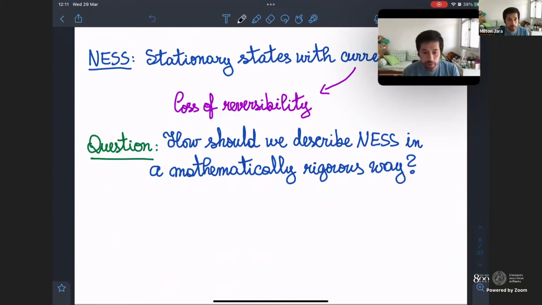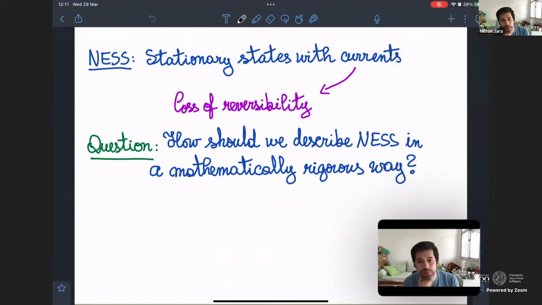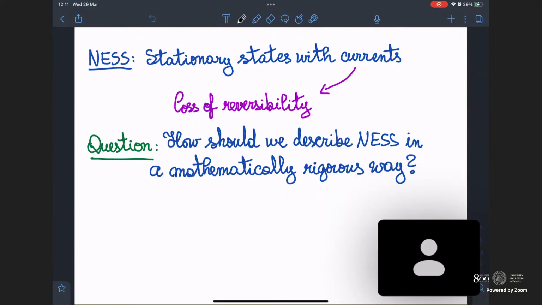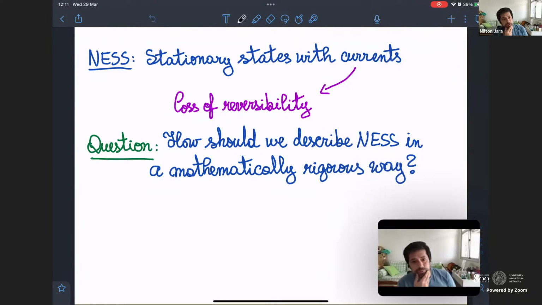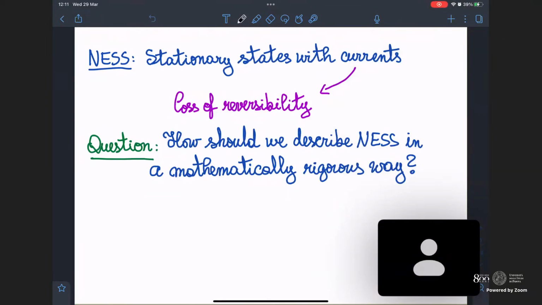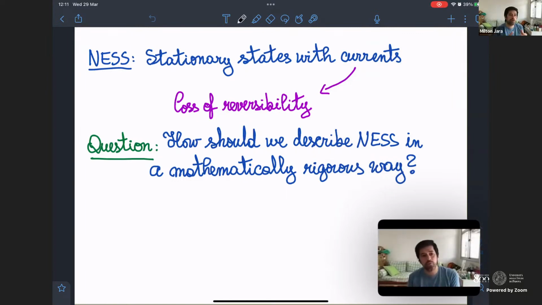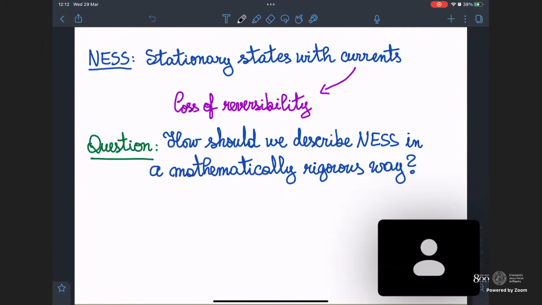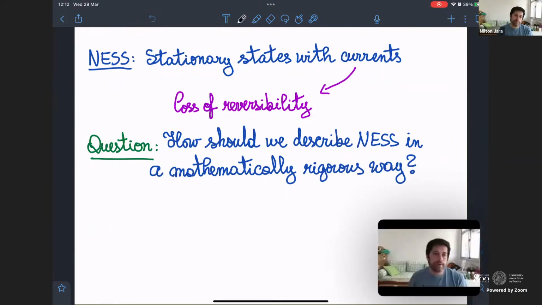One way to do this is to think about what the key features are. As I was telling you before, as a general concept, a non-equilibrium stationary state is a stationary state in which currents prevent the system from being in equilibrium. What type of currents? There are thousands of possible types of currents.